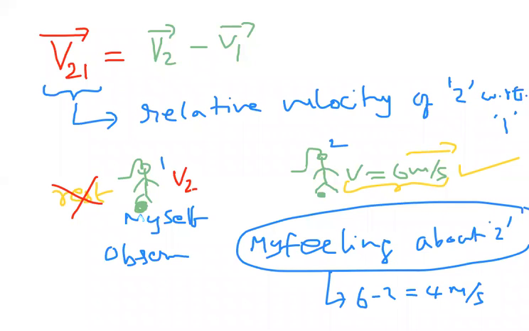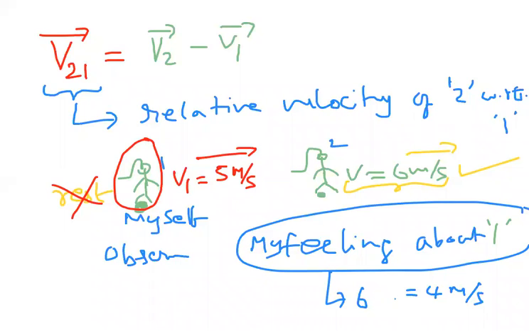Suppose now let us take V1 is equal to 5 meter per second. So when moving with 5 meter per second in the same direction, the feeling will be different. What is that feeling? The feeling is not 6 meter per second. We feel it is 1 meter per second. Person 2 is moving 1 meter per second. That is my feeling. So to analyze this, 6 minus 5 is nothing but 1 meter per second.